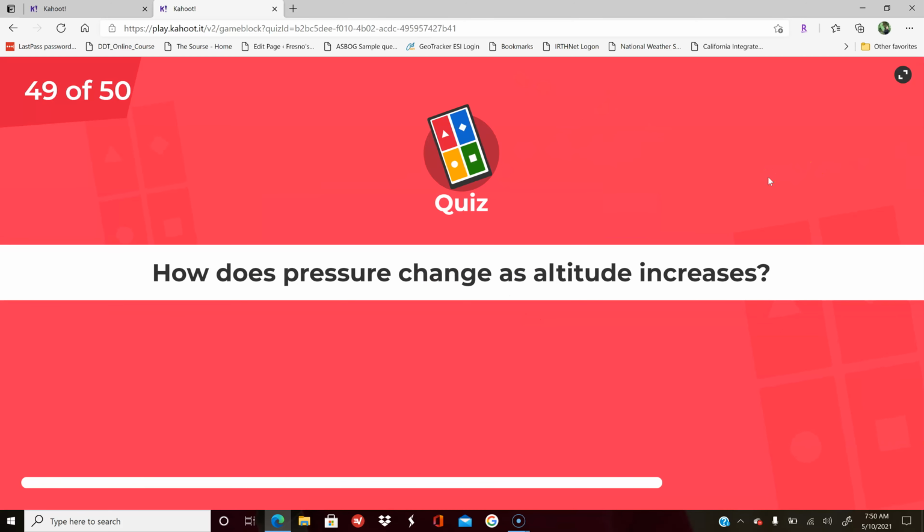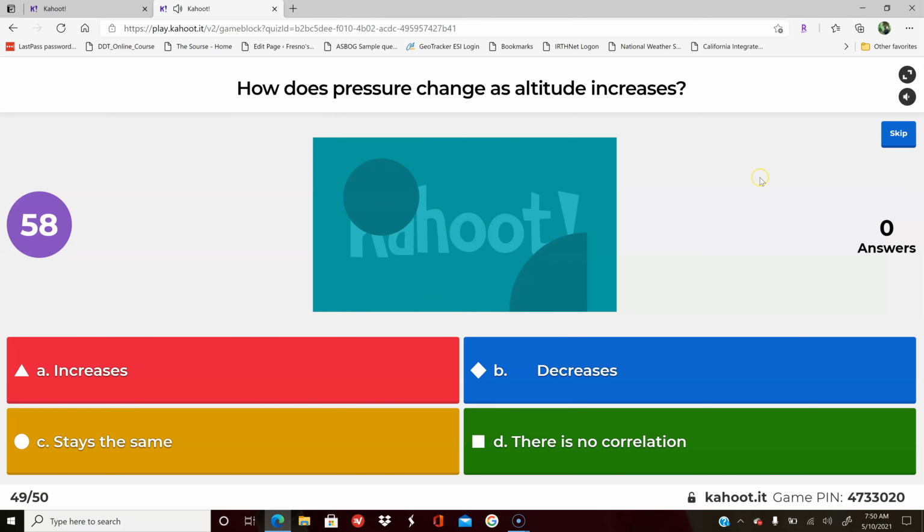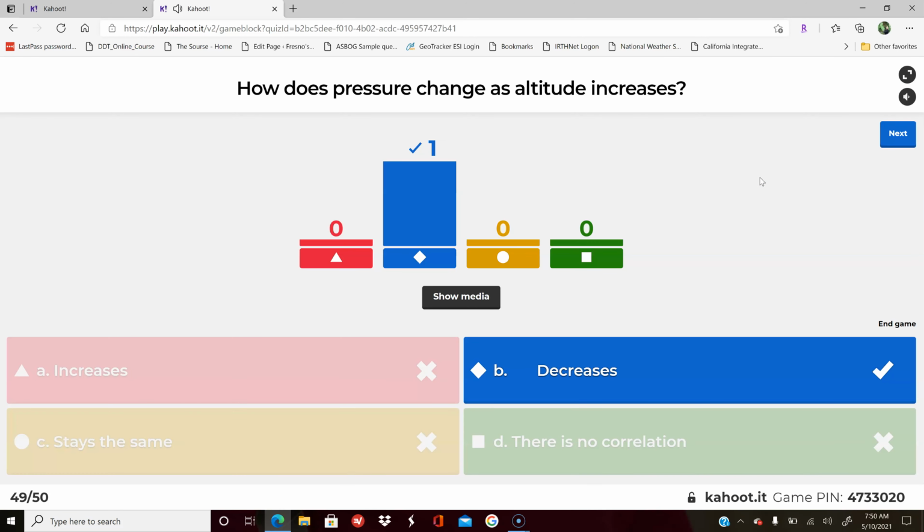How does pressure change as altitude increases? Oh, this is a repeat. Increases, decreases, stay the same, there's no correlation. So this is decrease. Remember, as you go up in altitude, your pressure decreases.